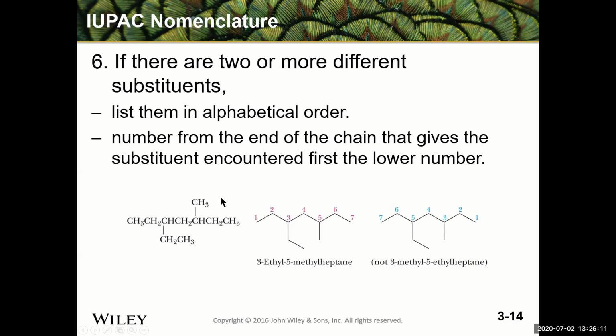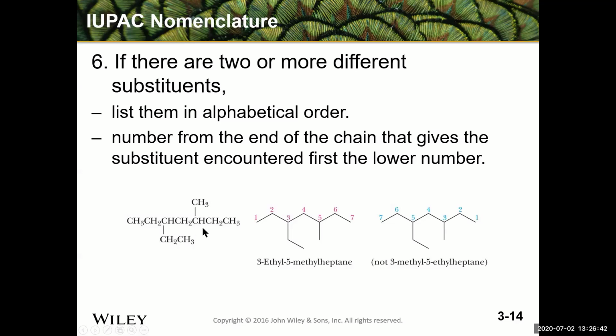So let's look at this example here. So the parent chain 1, 2, 3, 4, 5, 6, 7. So the alkane with 7 carbons is heptane. So the parent compound is heptane. All right, and we have 2 substituents here. This is a methyl alkyl group, and then this is the ethyl. Okay, so E is earlier in alphabetical order than M, so the ethyl group name will go first.